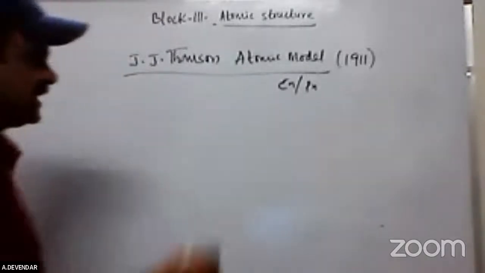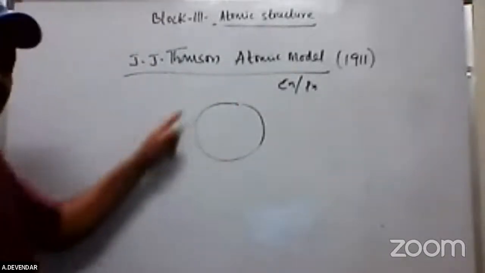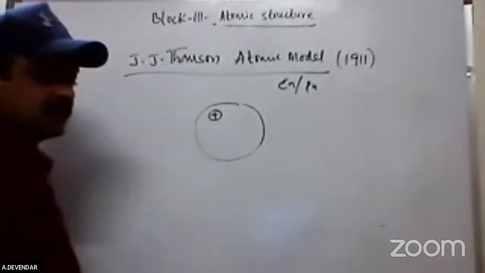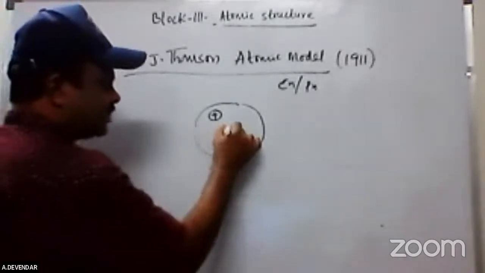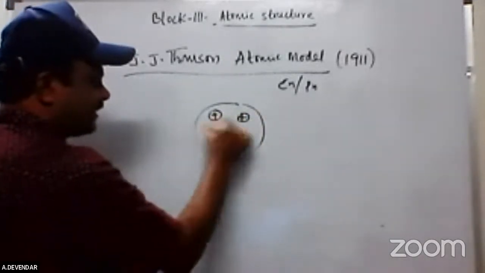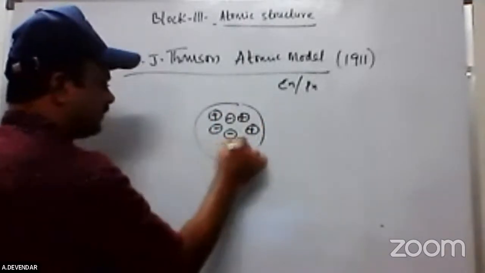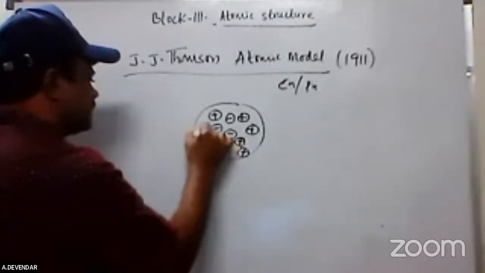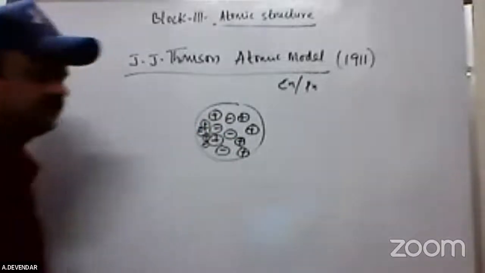J.J. Thomson says that the atom is a sphere. Most of this atom is positive charge, that is plus. The positive charge and negative charge are embedded, uniformly distributed, like this. They are present uniformly distributed, like this.